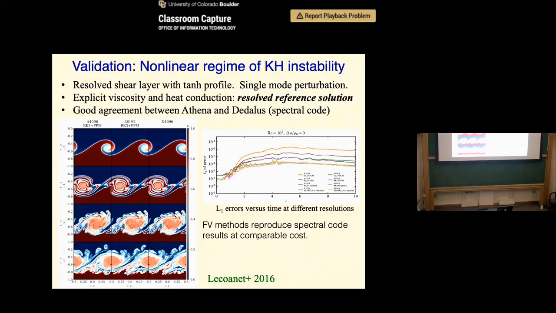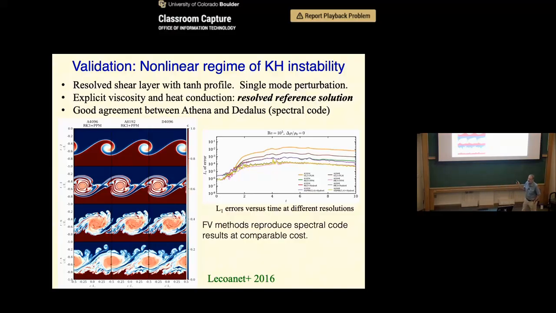In the image, each row is a different time in the evolution of the KH instability, and each column is a different code. The rightmost column is the spectral code run at 4096 squared spectral elements. And that's the converged solution for this particular initial value problem, a single perturbation of this KH instability. And what's important is that these finite volume codes recover exactly the same solution, pixel by pixel, as the spectral code does, at somewhat higher resolution, 8,000 squared spatial grid points as opposed to 4,000 spectral elements.